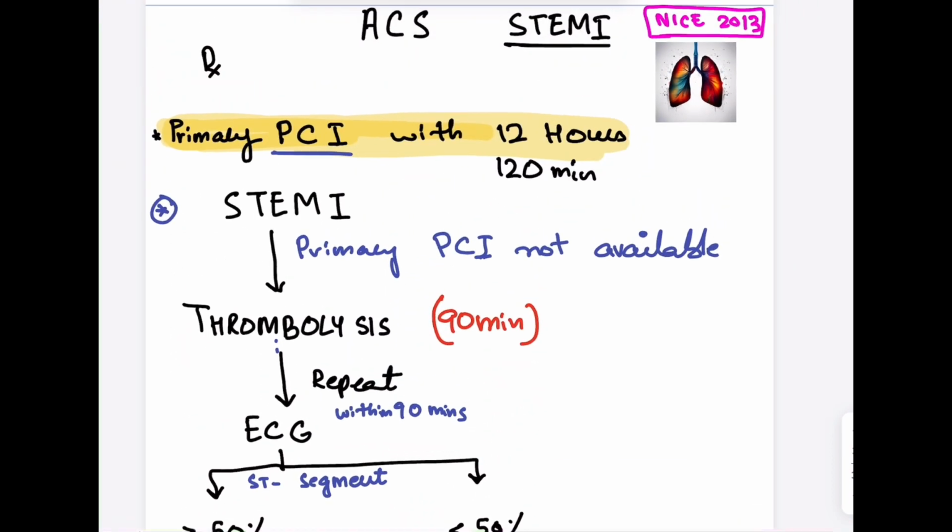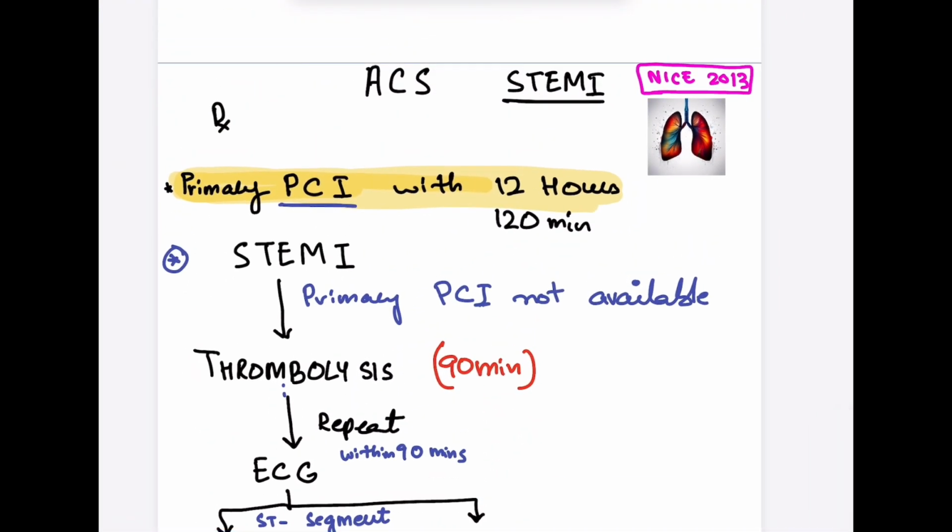After that, primary percutaneous coronary intervention should be offered if the presentation is within 12 hours of the onset of symptoms, and PCI should be delivered within 120 minutes. But if the patient presents after 12 hours and still has evidence of ongoing ischemia, then PCI still should be considered.